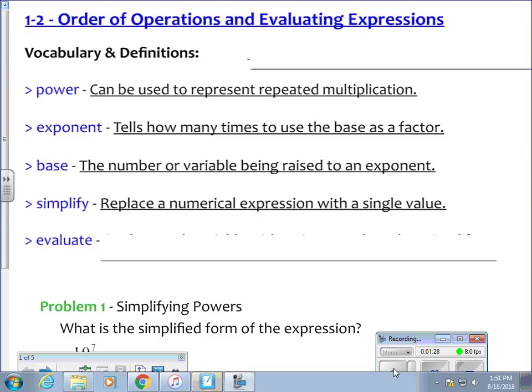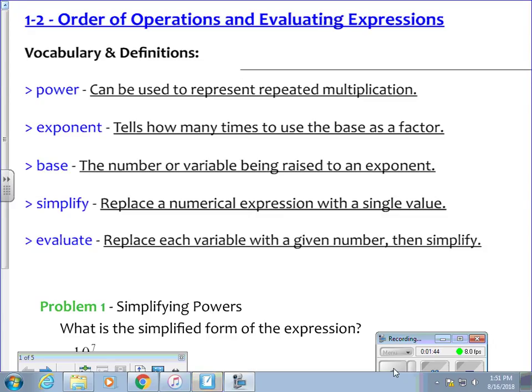To simplify, you replace a numerical expression with a single value. In other words, combine all the numbers, do the arithmetic to take it down to a single numerical value. And then evaluate: replace each variable with a given number and then simplify. This is often an important skill. You have a formula, you plug the numbers into the formula, you simplify it out to get your answer.